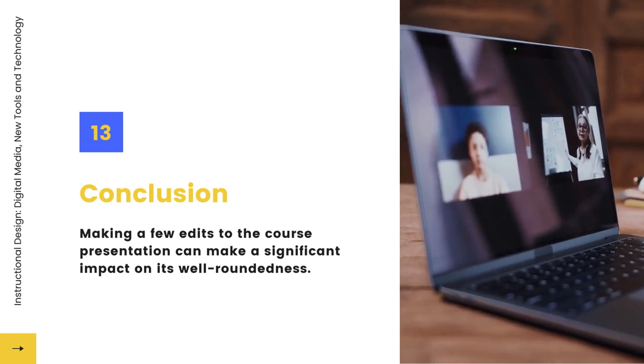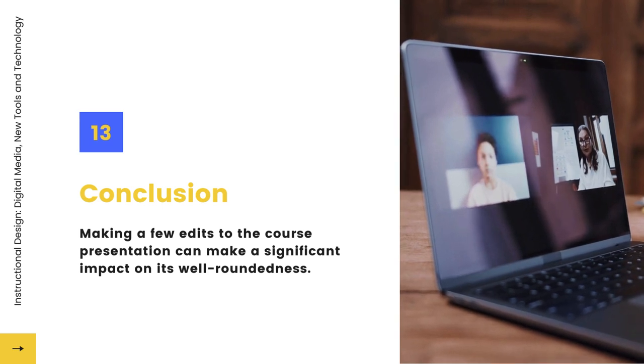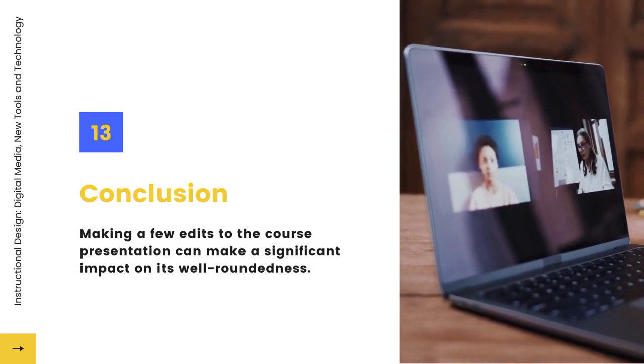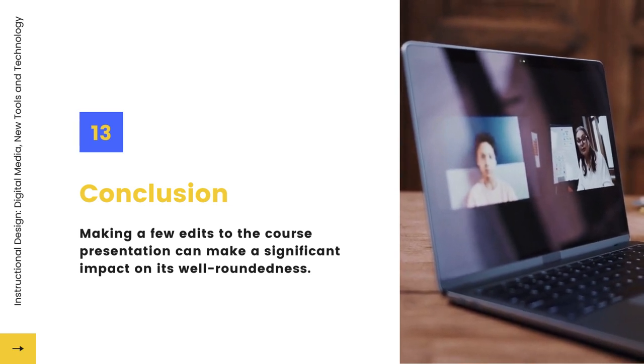Like every course and teaching opportunity, qualitative and quantitative data can help paint a complete picture of where growth opportunities lie. With a few edits, this course on instructional design has the potential to become even more well-rounded than it already is.